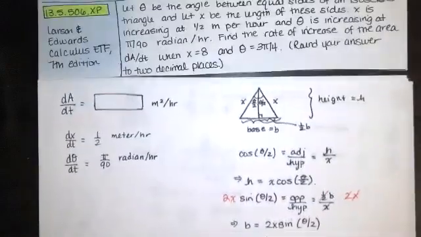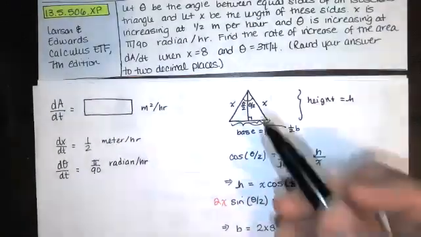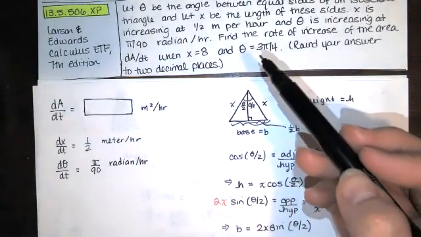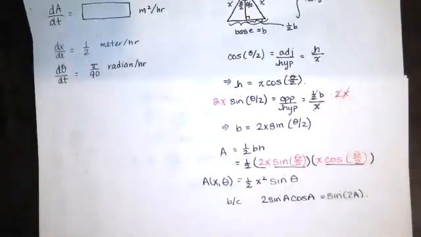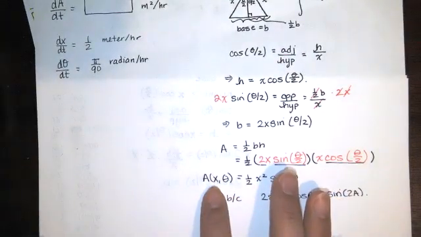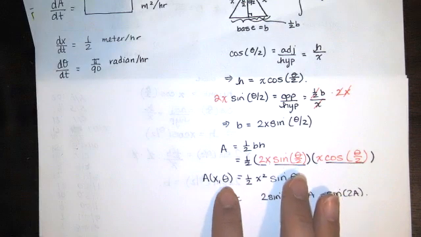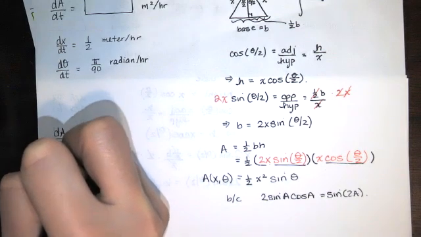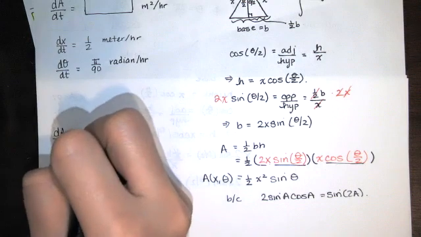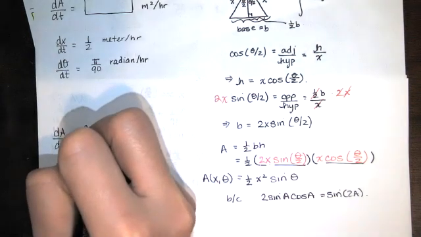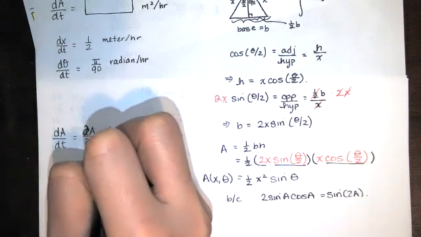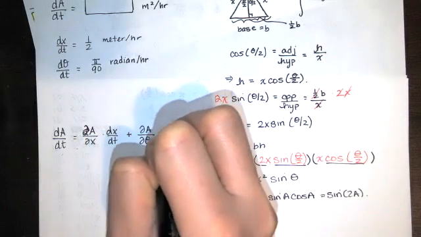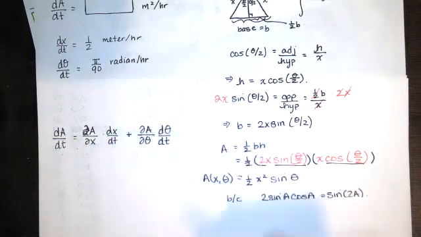Okay, so now let's get back to the question that they were asking us. They said, find the rate of increase in the area when x equals 8 and theta equals 3 pi over 4. Well, since this is a function of two variables and x is a function of t and theta is a function of t, dA/dt is a sum of two terms. It's the partial derivative of A with respect to x times dx/dt plus the partial derivative of A with respect to theta times d theta/dt. That's one way of doing it.